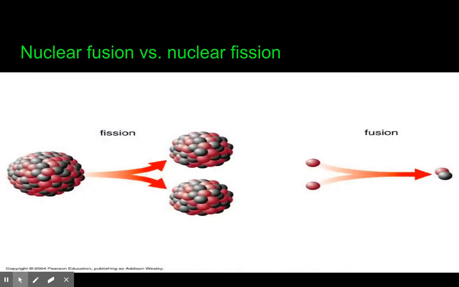So here's an image of the difference between the process of fusion and fission. And you see on the left, we're taking one atom and we're splitting it into two, giving off heat and light. And on the right side here, the fusion process, where we're taking two atoms and we're essentially combining them into one atom.